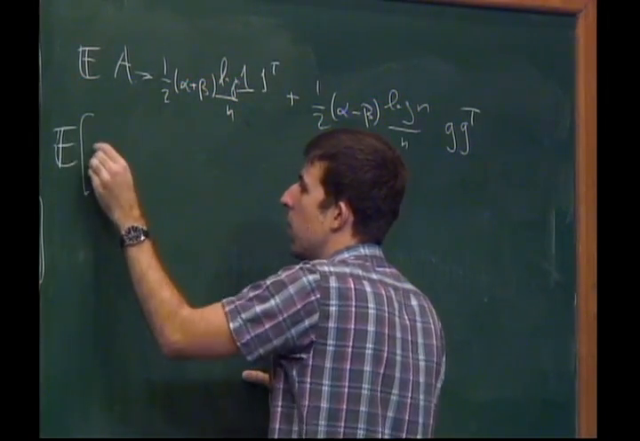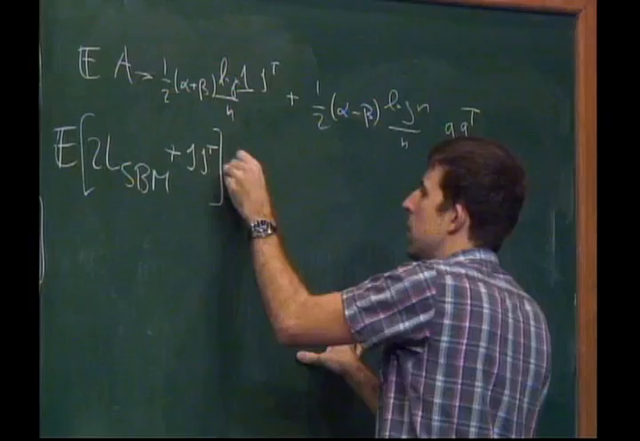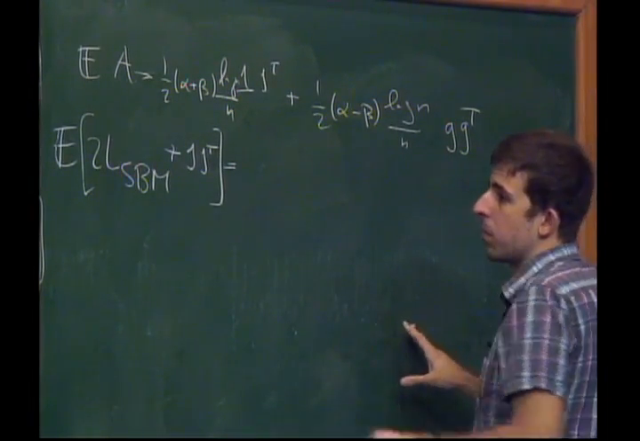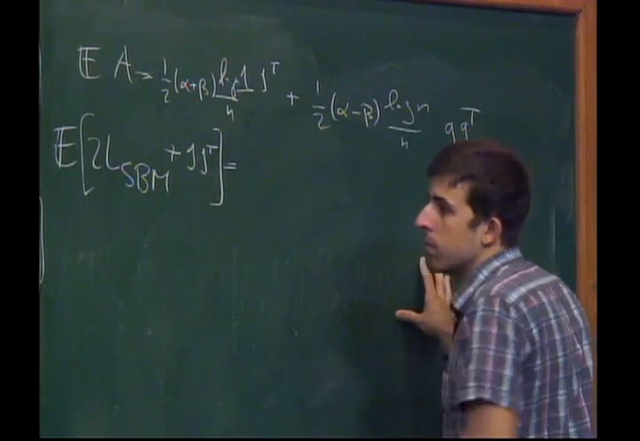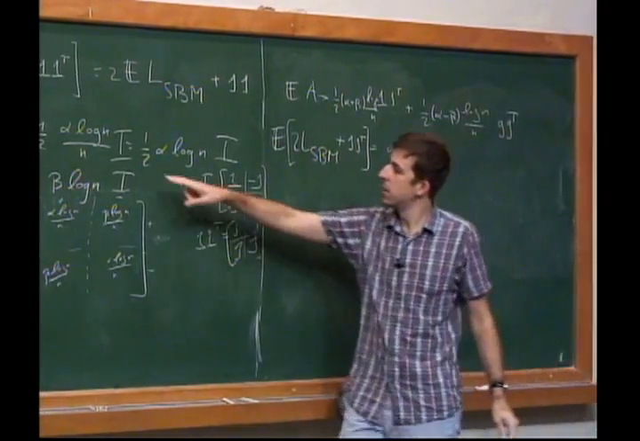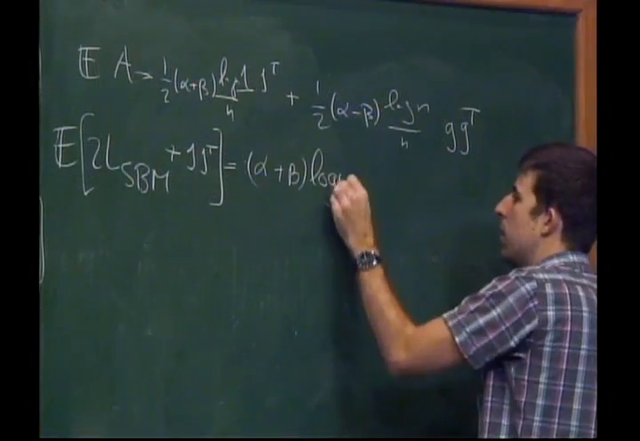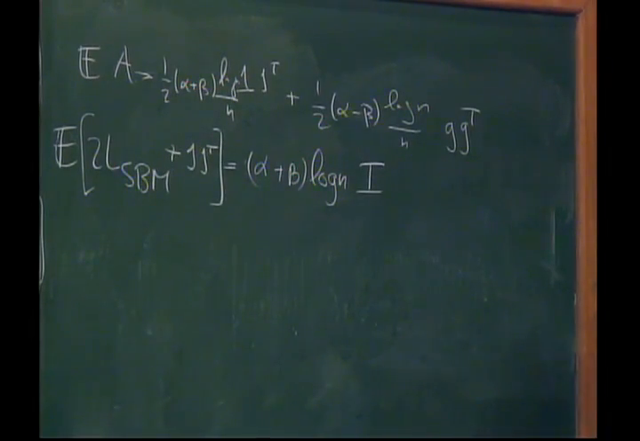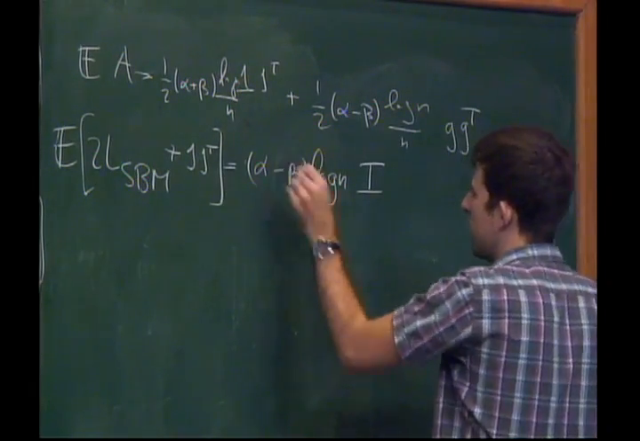Right? So the expected value of 2 LSBM plus 1 transpose is equal to what? It's equal to twice the sum of these things. So essentially this over 2 all go away. Right? And the n makes it go away. So you have alpha log n identity plus beta log n identity. So you have alpha plus beta log n identity. Plus beta minus, alpha minus beta, right? Because it's minus this, sorry. Right, that makes more sense.